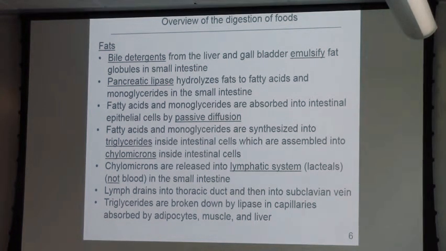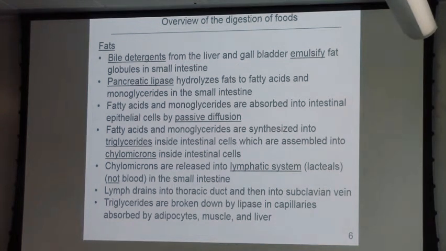We're going to have a passive diffusion step for the absorption of fat. They're going to get resynthesized into bigger molecules inside the small intestine called chylomicrons. So the small intestine isn't just going to absorb them, it's going to build them into these things. And then instead of going into the blood, which is where you expect everything to go from the intestine, it actually goes into the lymph.